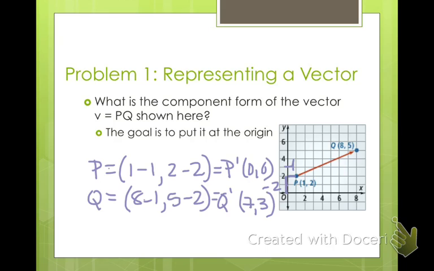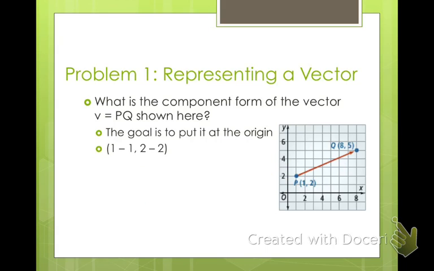Now we use that terminal point to write a vector. When we write vectors, we use not parentheses, but these little pointy brackets to denote that it's a vector. So it goes 7 units right and 3 units up, which you can see from P to Q: you can count 7 right and 3 up from one point to the other.